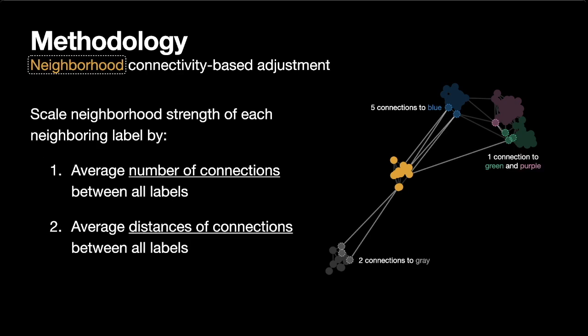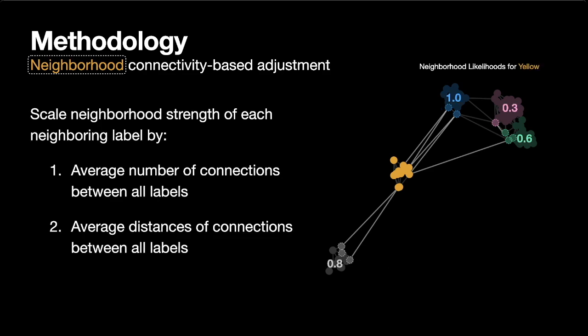Finally, we apply a connectivity-based adjustment that normalizes the neighborhood set into a connectivity score. Each neighboring label is then assigned a likelihood based off of the number of connections and average distances between these connections. Once we score these connections, we can then compare the similarities of these connectivities between 2 separate embeddings.